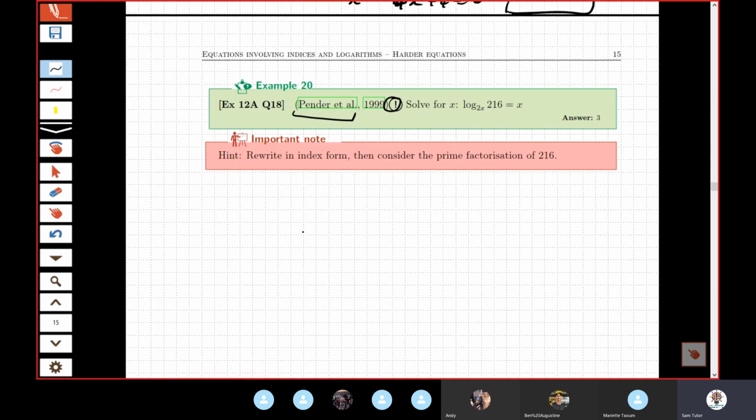But I feel like we should be okay with it using our technique. So ln 216 over ln 2x equals x.